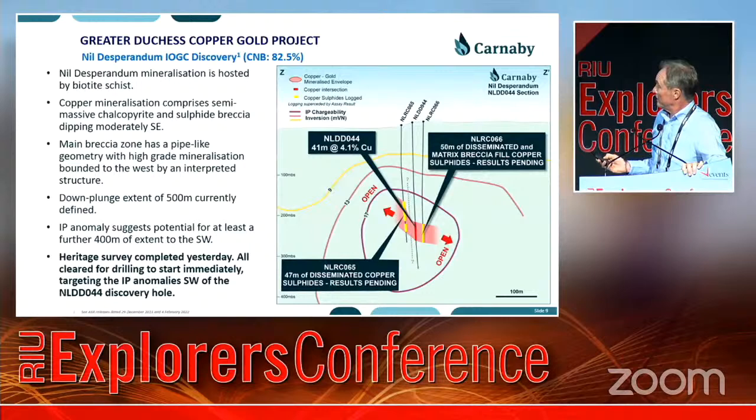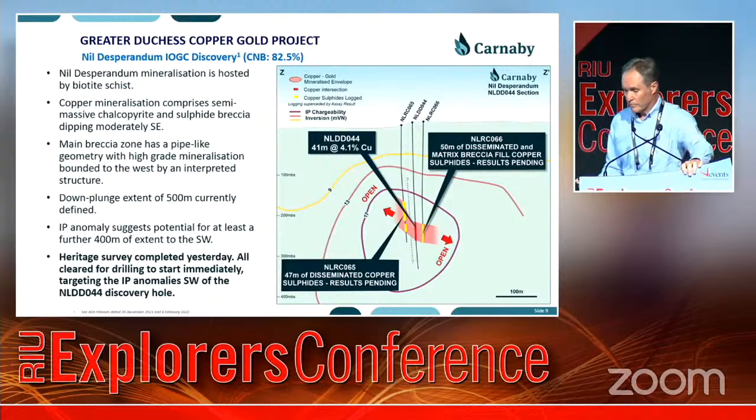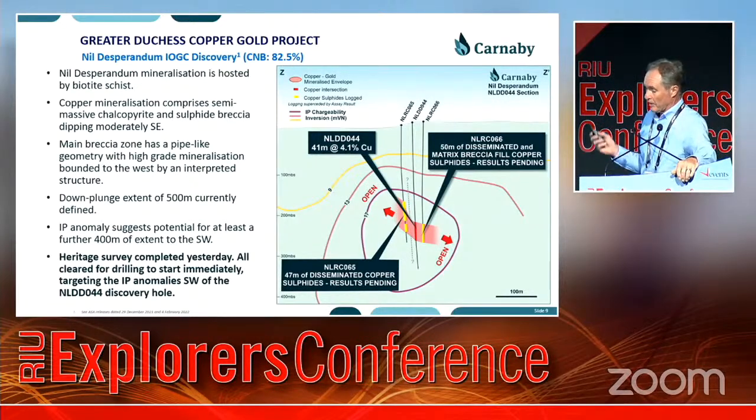So 80 metres down plunge of any previous drilling. So we drilled the centre of the anomaly and got our 41 metres at 4.1. So above that point, we've got 500 metres of plunge from that point up to surface. Thickness typically 40 to 60 metres.